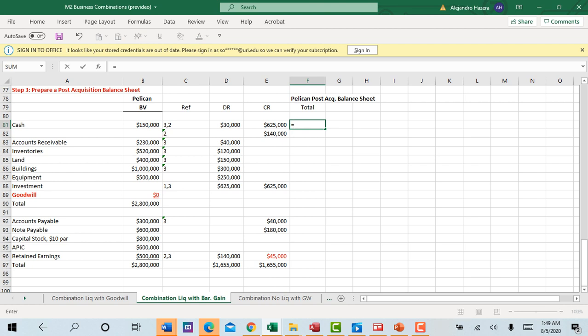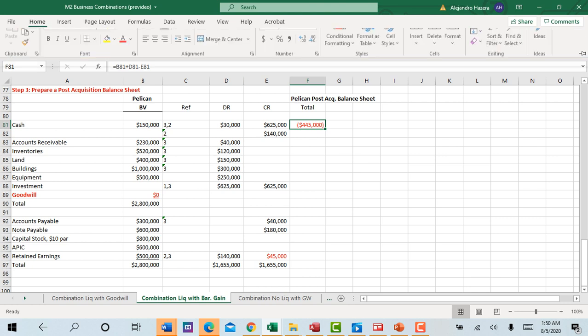Okay, so all we've got to do is for assets, take the beginning balance, add the debit, take out the credit. So we end up with negative 445 with cash. No sweat. Students all the time complain about this example, but no sweat because they're overdrawn. They have to go ask a bank for money. Happens all the time.